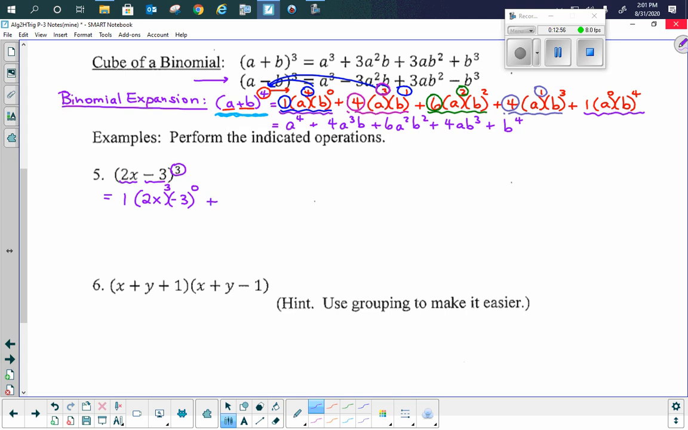Next coefficient would be, hopefully you're doing 3 times 1 divided by 1, which would give us 3. Put 2x and -3 in parentheses. This will go to 2. This will go to 1, plus. Okay. Next term you would be doing 3 times 2, that 2, that 3 divided by 2. So 2 times 3 is 6, divided by 2 is 3.